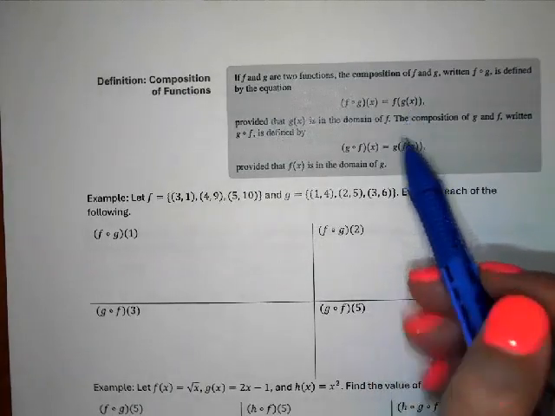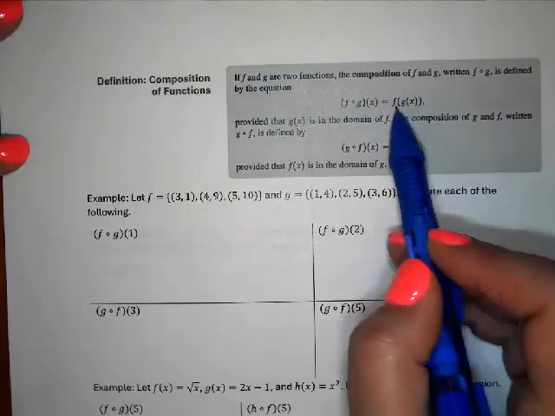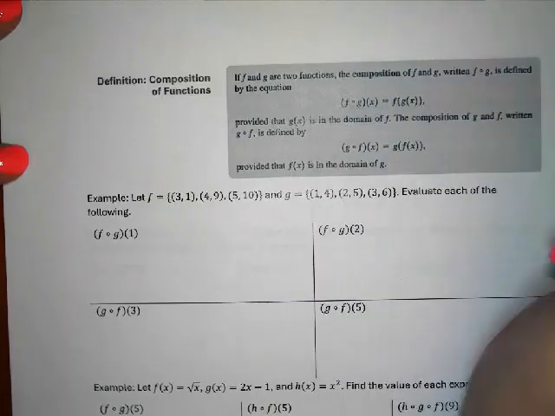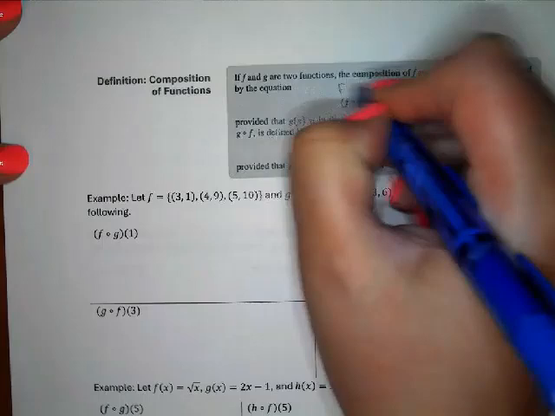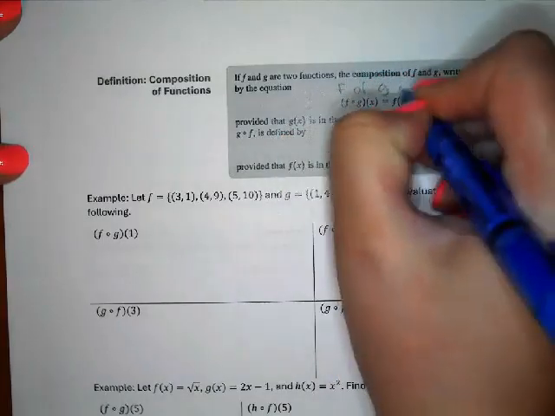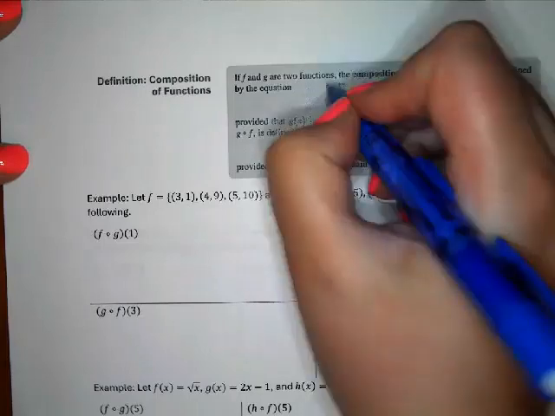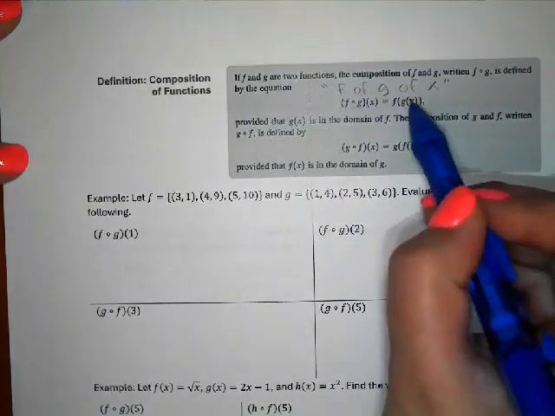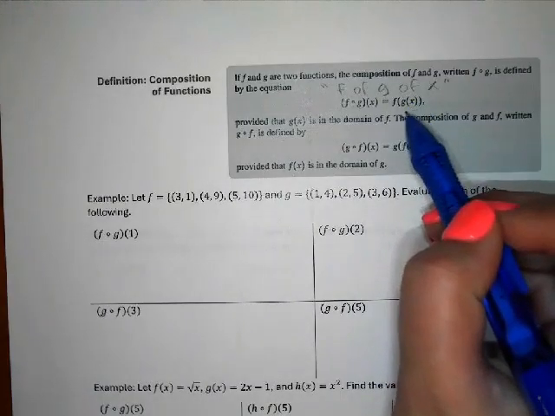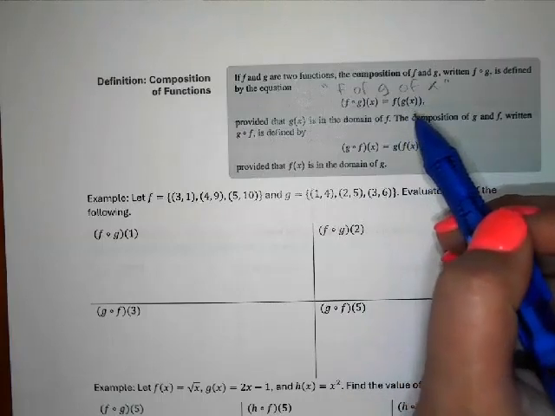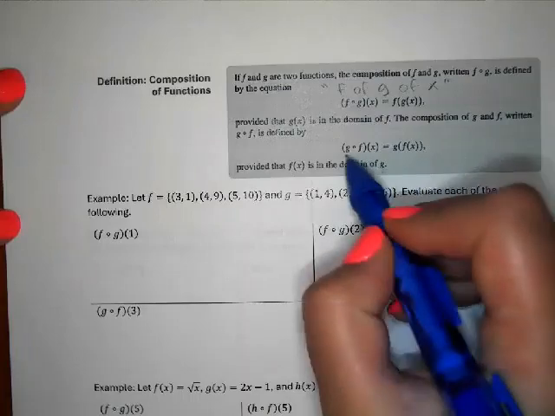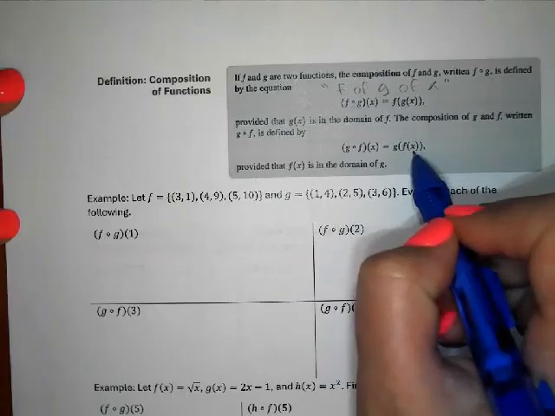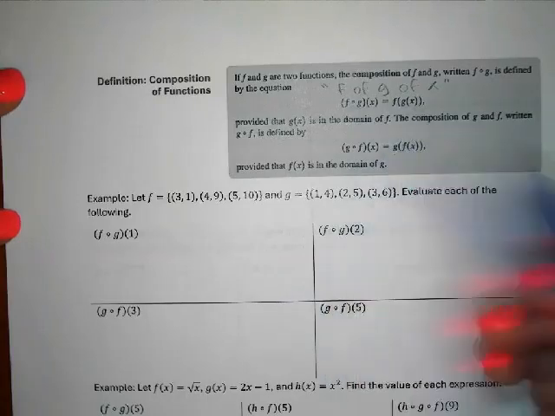So here, f of g of x, that's how you write this. F of g of x is how you read that out loud. It means that you take the function g of x and you plug it in for each of the x's in f of x. Or here, g of f of x means that you take f of x and plug it in for all the x's in g of x. So that's what composition means, to take one function, plug it into another function.